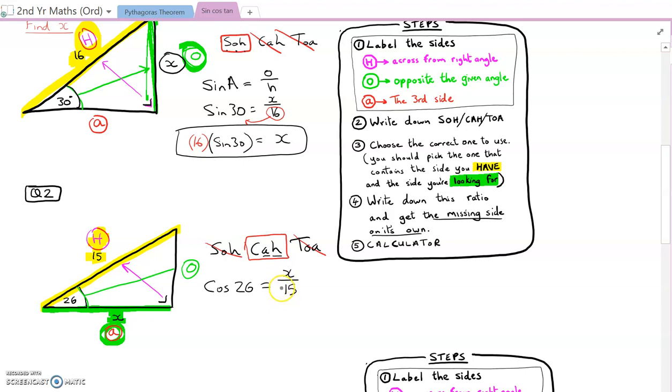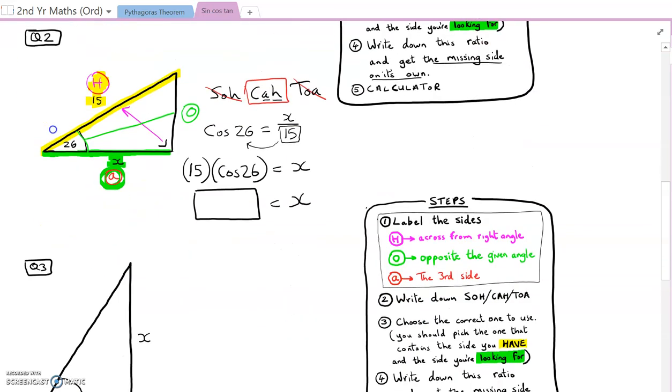Okay, got to get x on its own, so I need to bring this 15 over onto the other side. It's dividing at the minute, so if I bring it over, it will multiply. So it'll be 15 by the cos of 26 is equal to x. Now you can type that into the calculator and you will have an answer. We'll come back to that in a minute, but you try and type that into the calculator. That will be your answer.